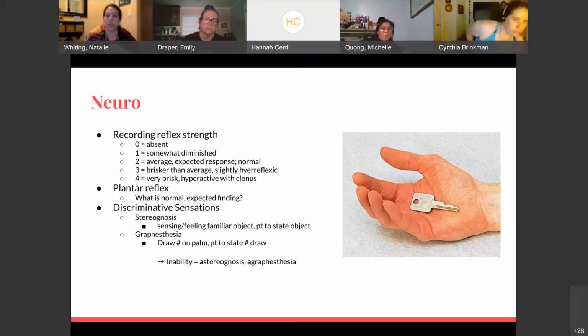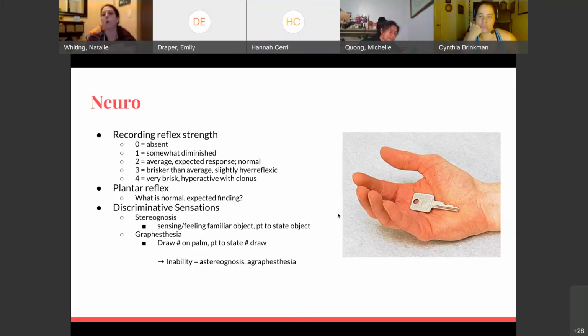So for discriminative sensations, we have stereognosis and graphesthesia. Stereognosis is sensing or feeling a familiar object and asking the patient to state what it is. I have that pictured here. This is a common thing that's put in the hand of the patient. So we'll put a key in the hand or some common object that patients know, and we'll ask them to identify it. Graphesthesia is where we draw on the palm and ask the patient to state what number or letter we drew for them. If there's an inability to do so for either of these, it's astereognosis or agraphesthesia.